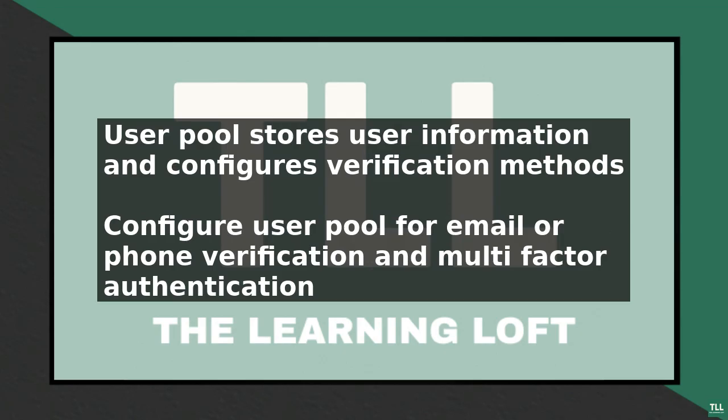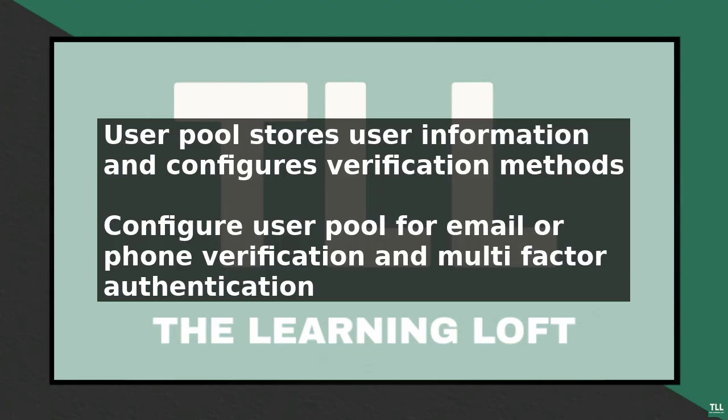The next step is to set up the authentication flow. This involves creating a login page where users can enter their credentials and then authenticating them with the user pool. You can also configure the authentication flow to use social media providers such as Google, Facebook, or Amazon.